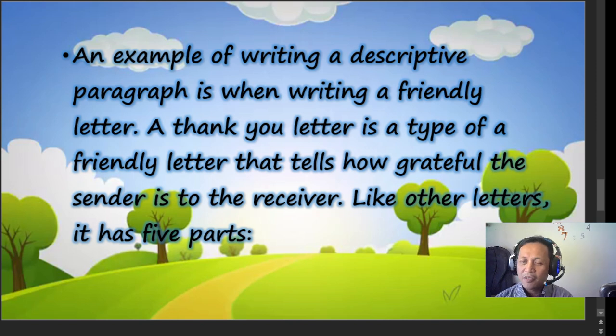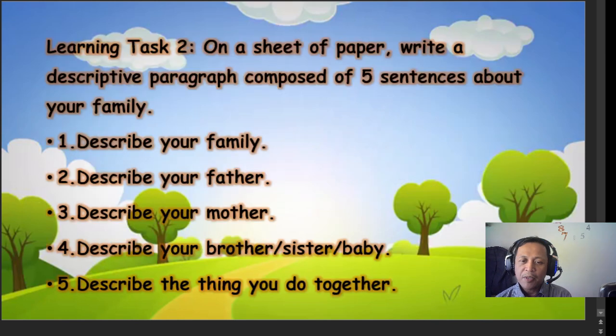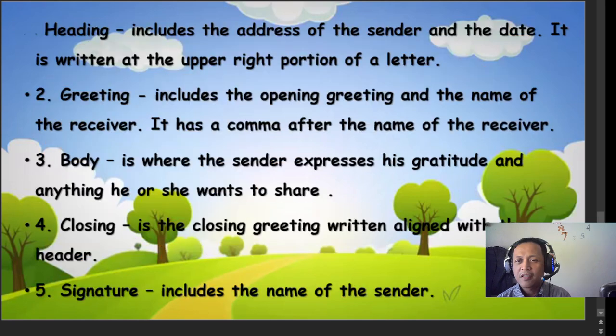Now going back to the letters, we have 5 parts of the letter. Every letter basically has 5 parts. And what are these 5 parts? Okay, the first part of the letter is the heading. The heading includes the address of the sender and the date. The address is where the letter is written, and the date is when the letter was written.